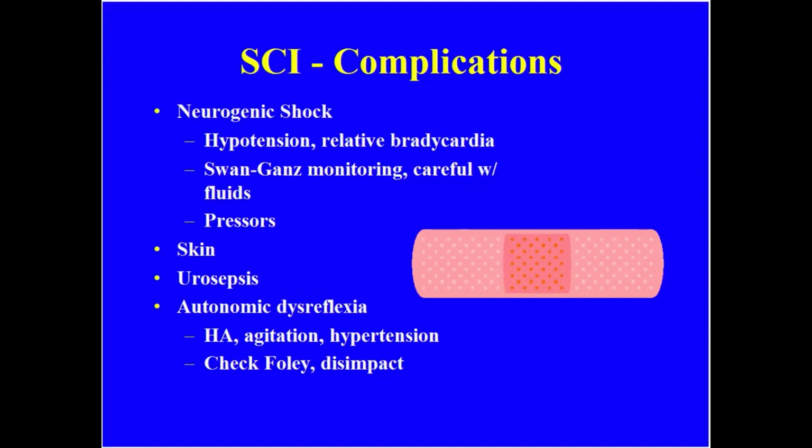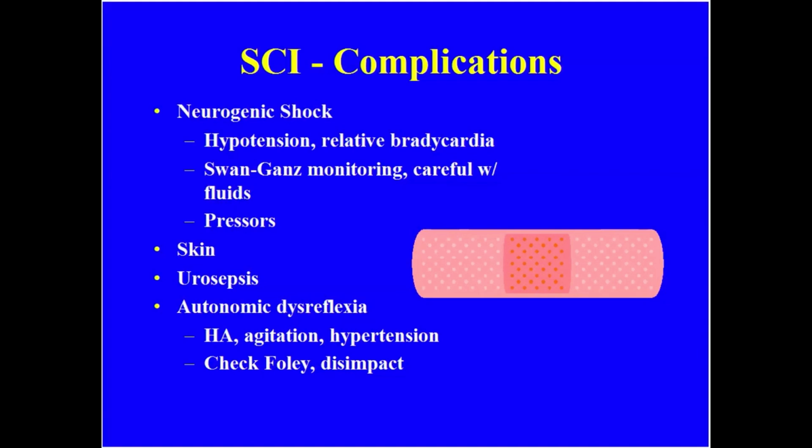When you see a young adult who is hypotensive, they should have a very brisk response in their heart rate. And if they don't, then that speaks more to neurogenic shock than to either hypovolemic shock or cardiogenic shock or whatever. The appropriate treatment is Swan-Ganz monitoring to be able to measure peripheral vascular resistance, which is lost in neurogenic shock, and to be relatively careful with the fluids.